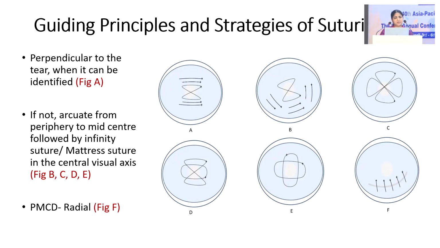Generally, the principal guideline is to apply the compression sutures perpendicular to the tear when you can identify the tear. However, there could be situations where the tear is not very apparent. In such cases, arcuate sutures starting from the periphery to the mid-center are followed.